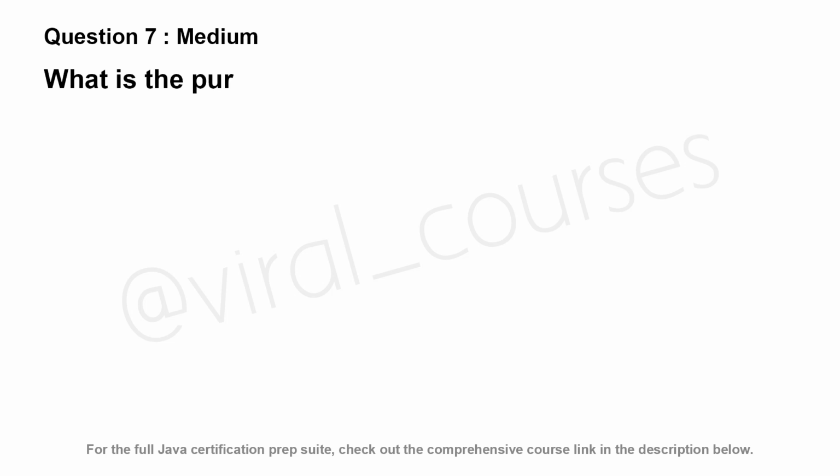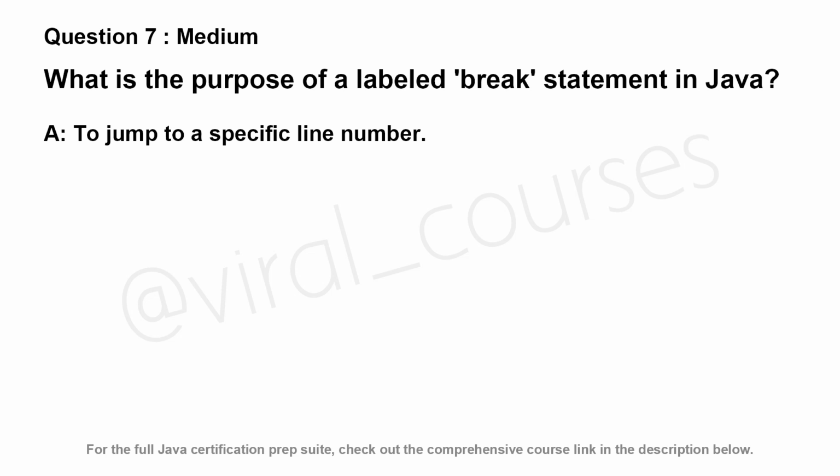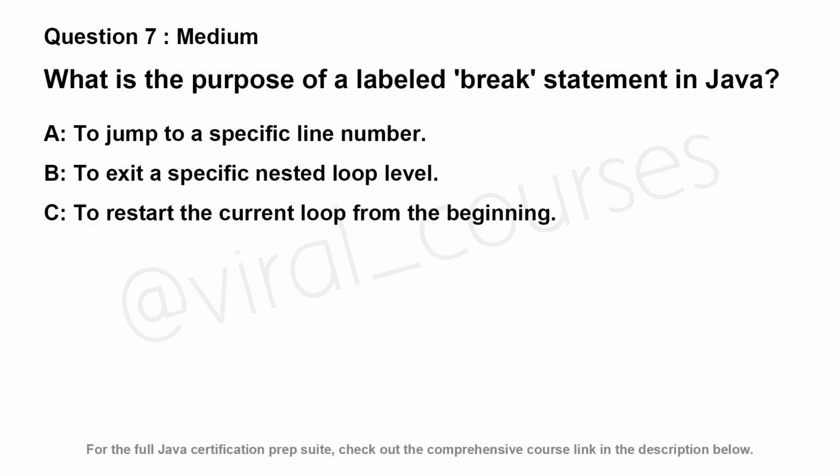What is the purpose of a labeled break statement in Java? Option A, to jump to a specific line number. Option B, to exit a specific nested loop level. Option C, to restart the current loop from the beginning. Option D, to skip the current iteration of all loops.